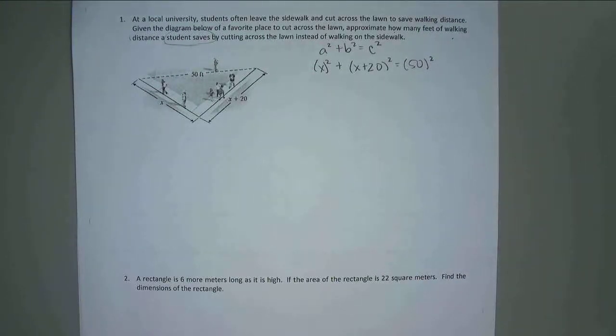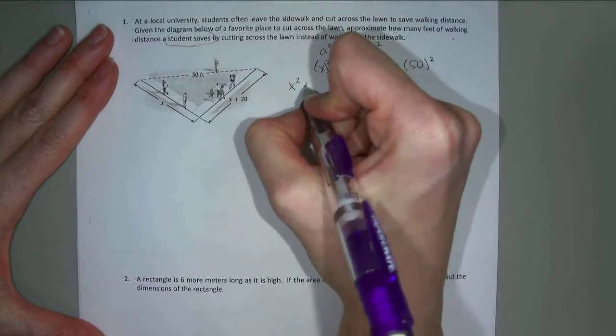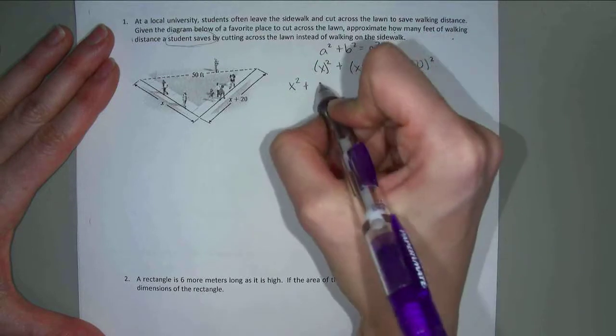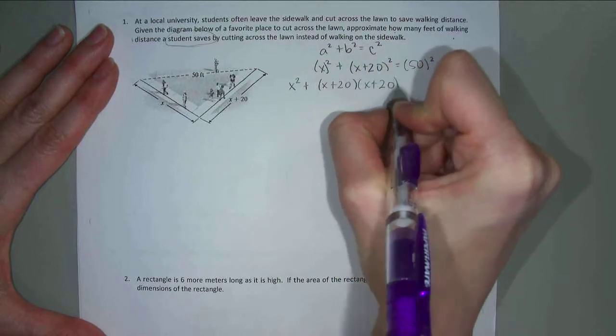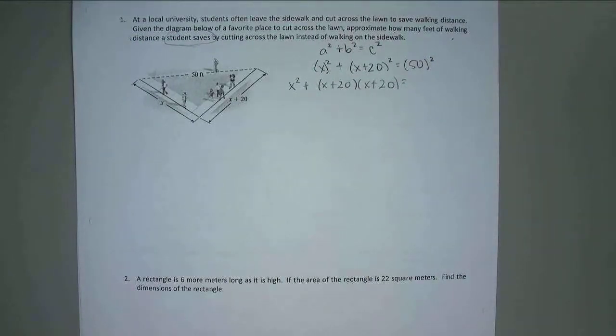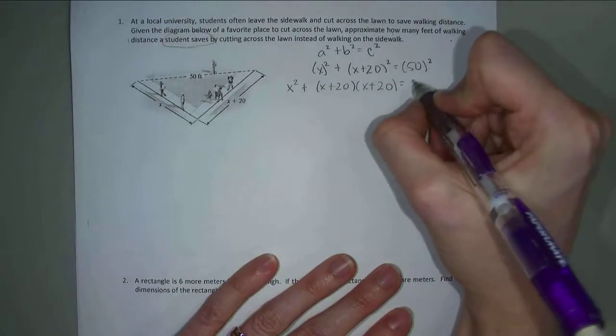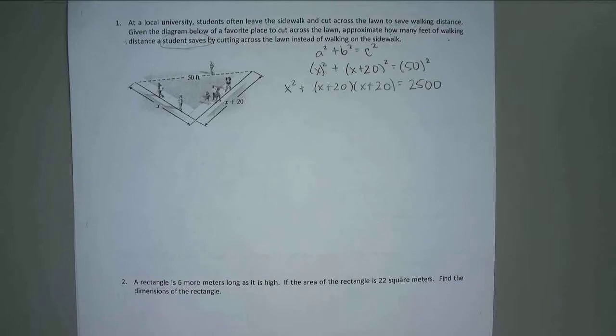All right, so what we're going to do is go back through and square the things we can and FOIL the other things. So this x squared doesn't really need parentheses. That will just be x squared. X plus 20 squared, though, is x plus 20 times x plus 20. And then 50 squared, throw that in your calculator. I think you get 2,500 when you do that. Yeah.